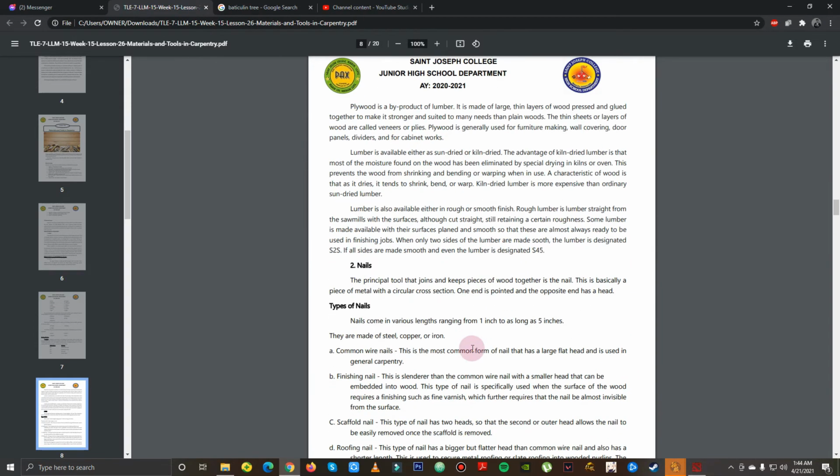Okay? Next is nails. The principal tool that joins and keeps pieces of wood together is the nail. This is basically a piece of metal with a circular cross section. One end is pointed and the opposite has a head. So I think we already know how a nail looks like.